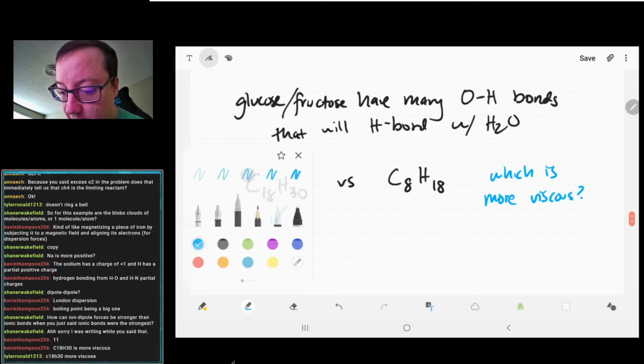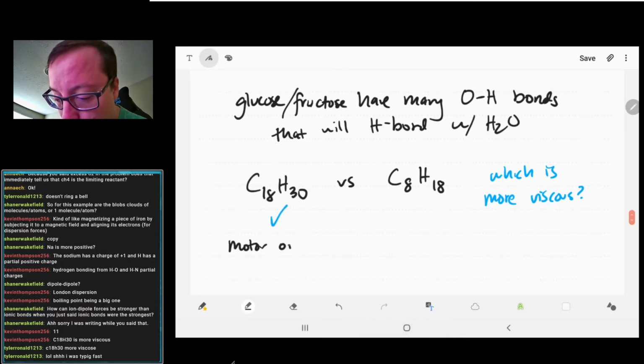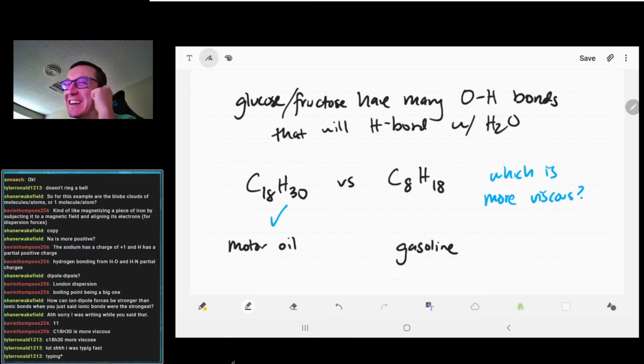And it turns out that this one is more like motor oil versus gasoline. If you wanted to kind of think of these, I know you're typing fast. Trust me, I do the typos all the time too. And so if you want to think about these, motor oil, if you've ever changed your car's oil or something, it's pretty slow pouring, right? Versus gasoline moves pretty quickly.